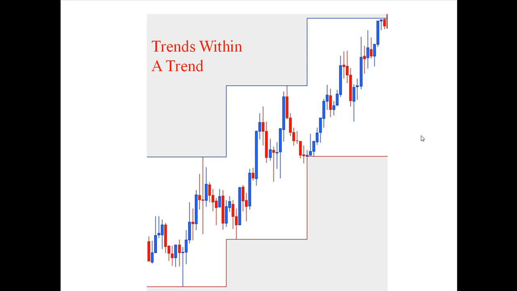Now there are also trends within a trend. If this is a trend on, say, 4 hours, or even 1 hour, on the lower time scale you'll find there are other trends. For example, this is an uptrend, and this comes down, this is a downtrend, an uptrend, a downtrend, an uptrend, a downtrend. So you will find many times there are trends within a trend. Basically this is the main trend, and these are other smaller trends in the smaller time frame.